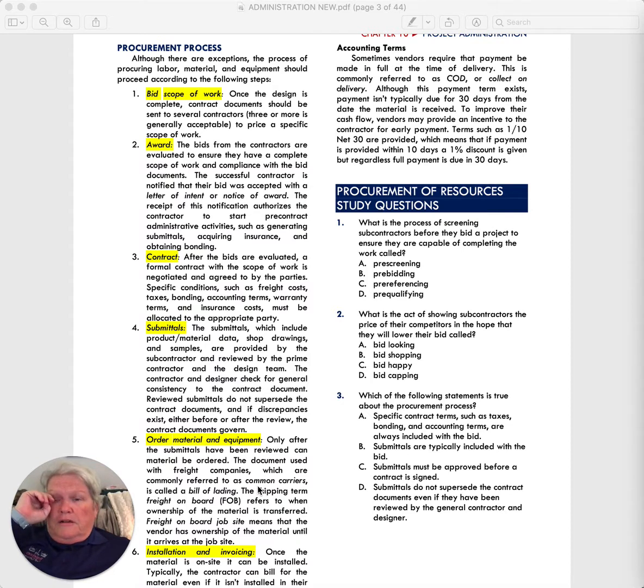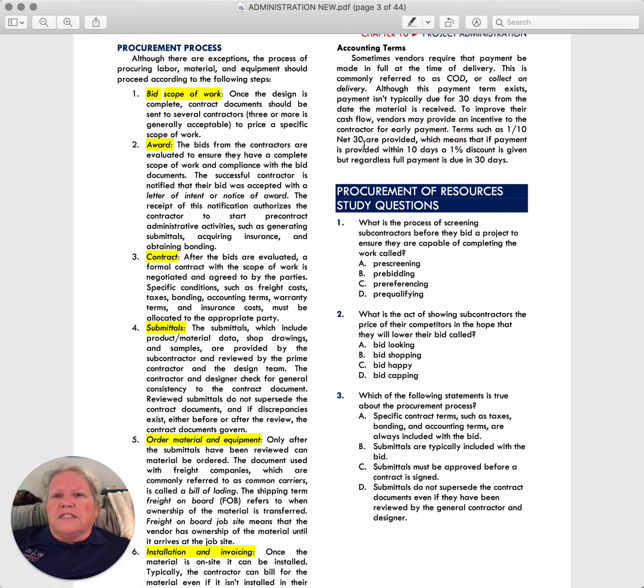One other thing I want to point out is that some contractors or vendors may propose payment terms that offer discounts. And that's what this is talking about right here. So, terms such as 1/10 net 30, meaning that they would give back a 1% discount if it's paid within 10 days, okay? But regardless, the full payment is due in 30 days.